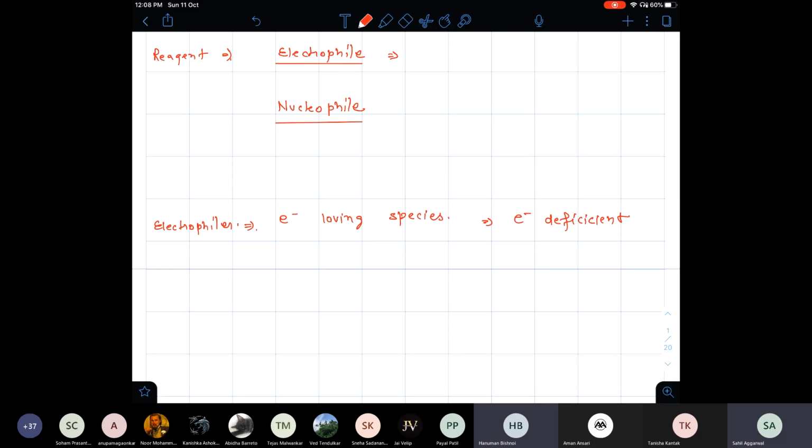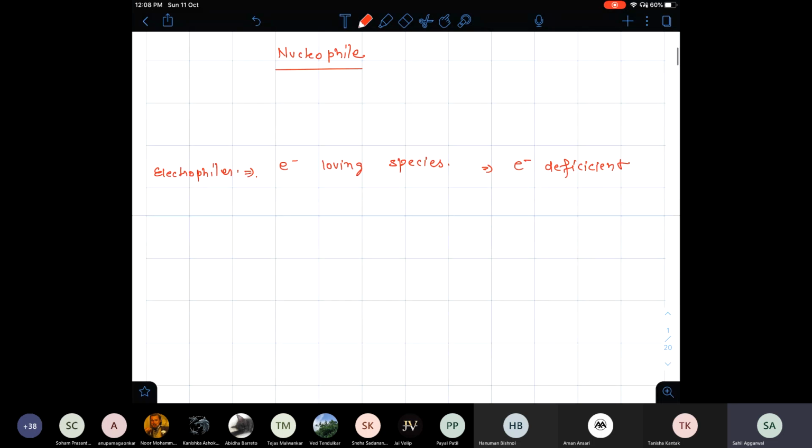पॉजिटिव चार्ज होगा. और उनका ऑक्टेट कंप्लीट नहीं होगा. वेरी गुड.